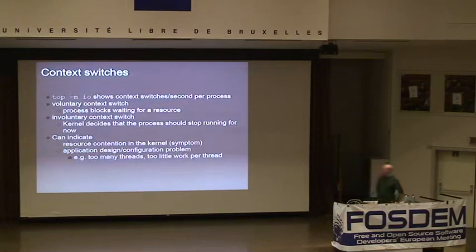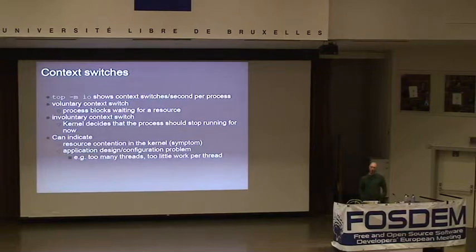Okay, so coming back to context switches, which were shown by the top I/O list, the two types listed there are voluntary and involuntary. Voluntary context switches occur when a process blocks waiting for a resource. It makes the decision to try to acquire a resource, and this will possibly block. This is called a voluntary context switch. Involuntary context switches are when the kernel decides that it's time for the process to stop running, it's had its chance at the CPU, and now it's time to run something else.